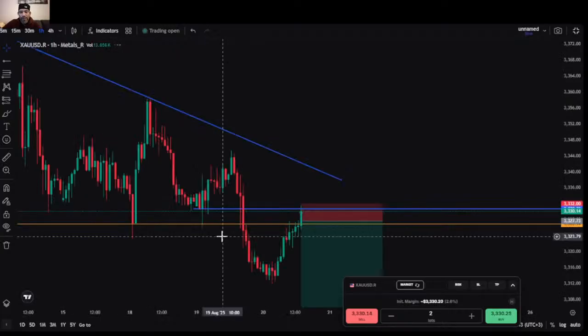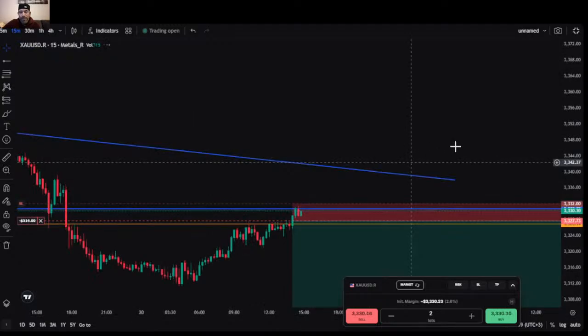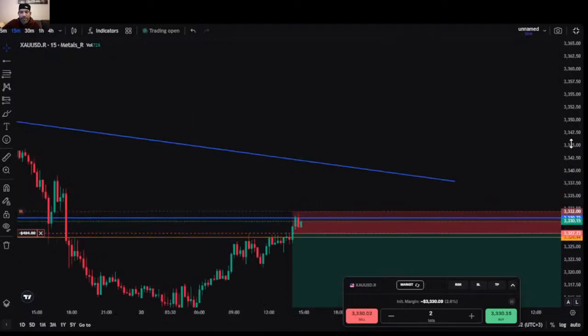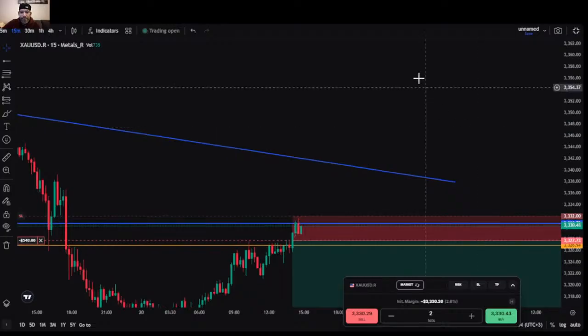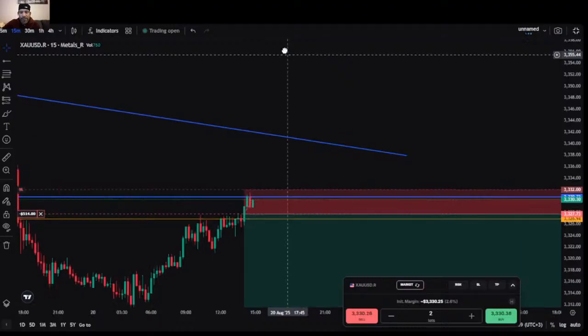Why is this so loud? Oh, went right back up. Look at the 15 real quick here. This is terrible, man. This lag is horrible. All right, we still haven't made a bottom wick on the 15 here. So let's see if we get it to make this bottom wick here.